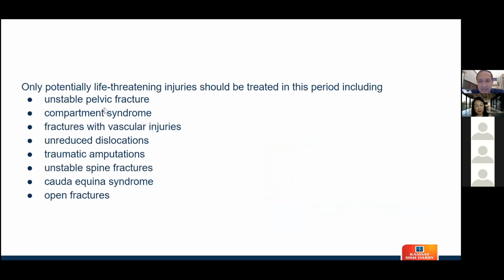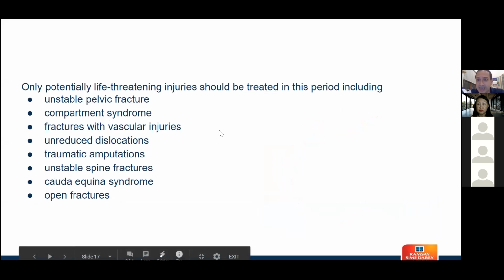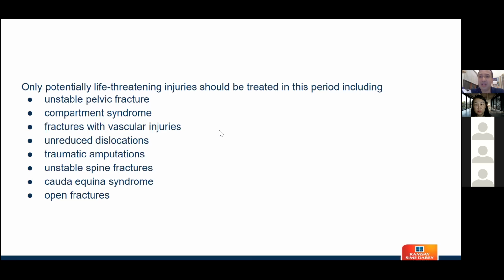Unstable pelvic fractures, compartment syndromes, fractures where there's vessel damage, vascular injuries, dislocations, of course, traumatic amputations, unstable spine fractures, cauda equina, which is compression of the spinal cord, and open fractures. So these are the exception to the rule. These are the conditions that will need urgent treatment. You cannot wait after day 5 and then go in and fix an unstable spine fracture. So these need to be addressed as early as possible.